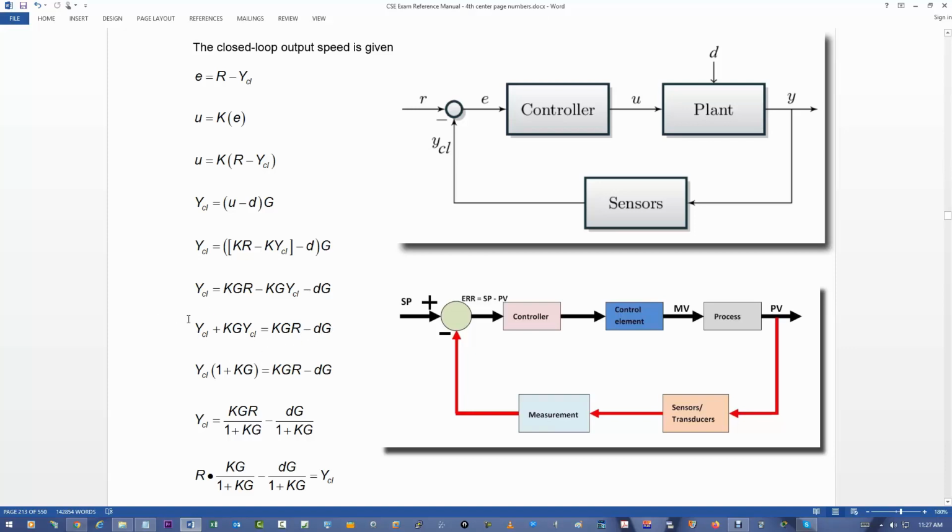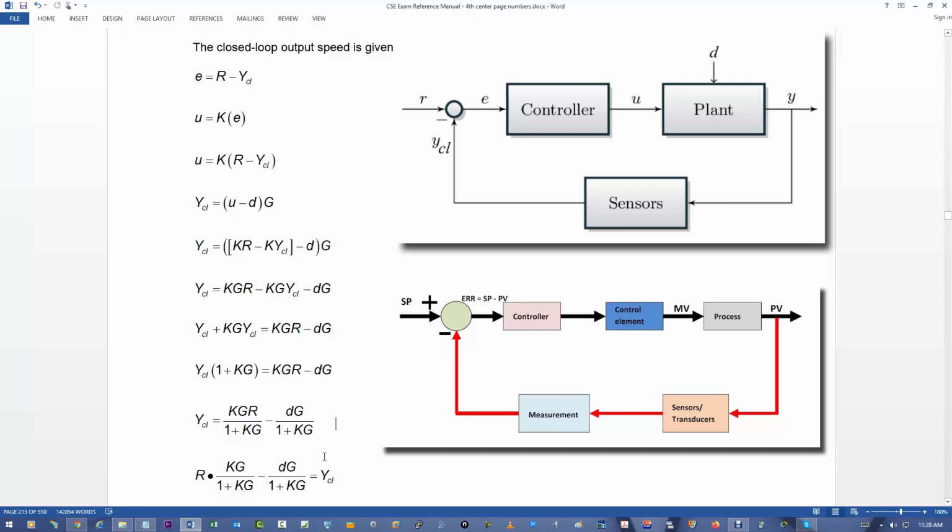So let's put this in parentheses right here. This YCL plus KG YCL, put it in parentheses and take a YCL out of it, and we get the familiar term: YCL times (1 plus KG) in parentheses. Divide both sides by 1 plus KG. So we get YCL equals KGR over 1 plus KG minus DG over 1 plus KG.